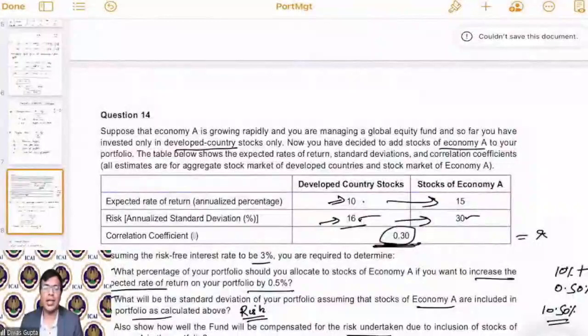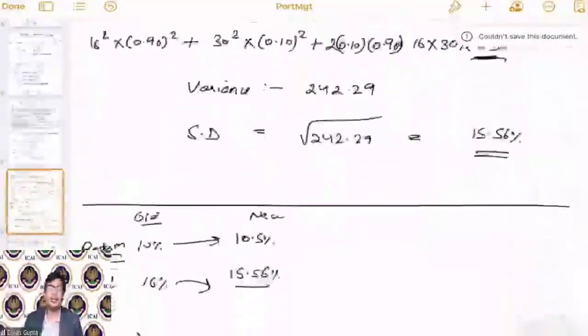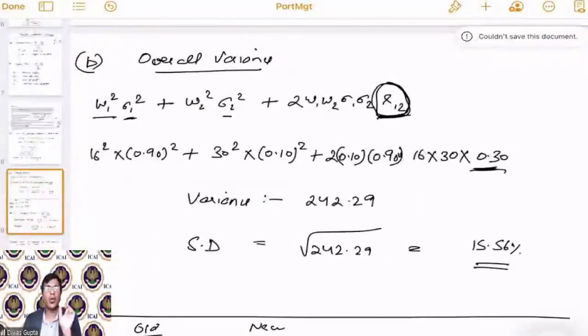So if it is 0.30, that means if a developed country stock is going up by 10%, the stocks of economy A will go up by only 3%. Both of them will move in the same direction because it's a plus sign, but if one increases, the second will increase only to the extent of 0.30. This is the reason the risk is getting reduced, since R is closer to 0.30.